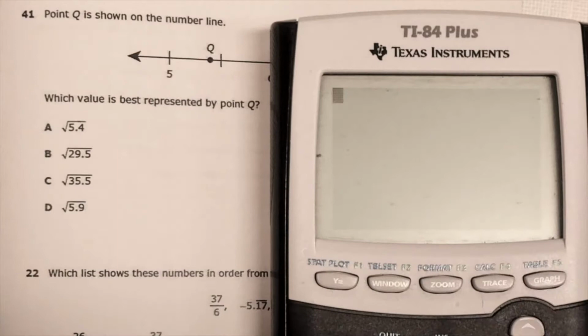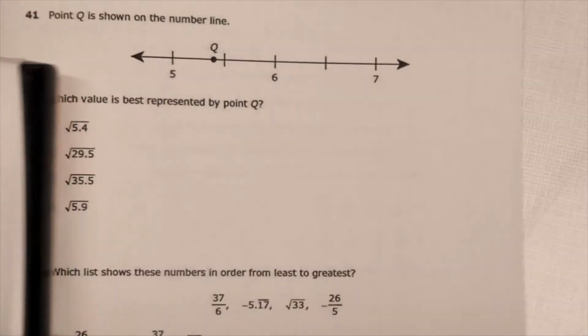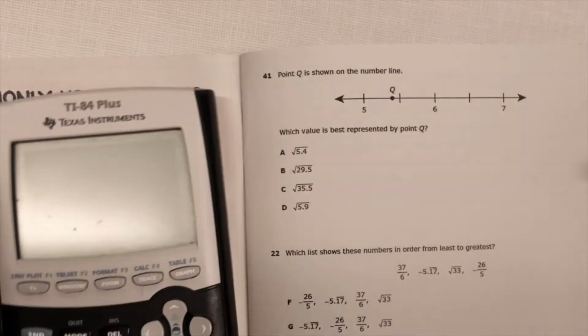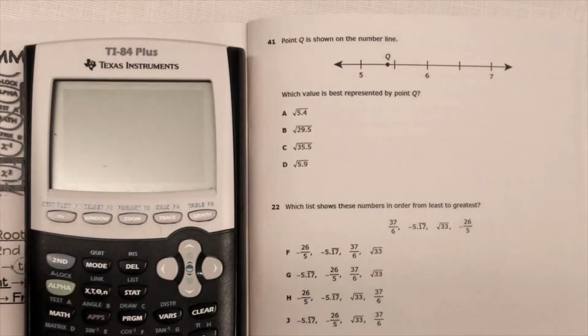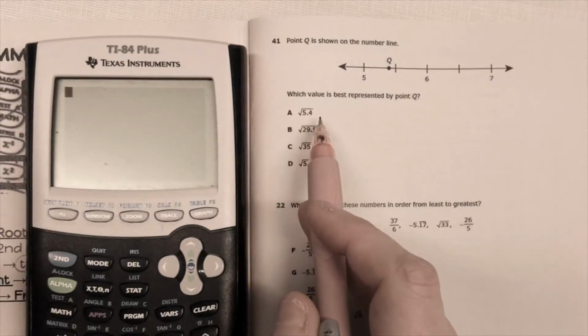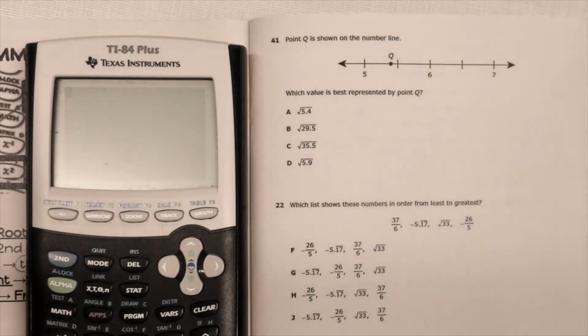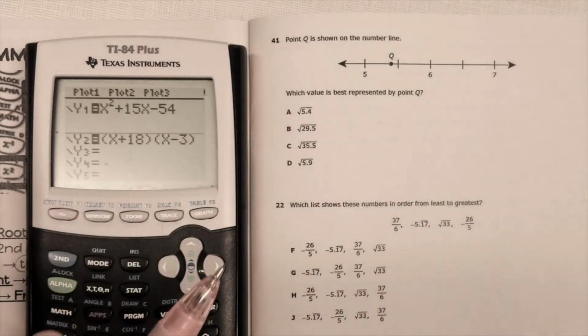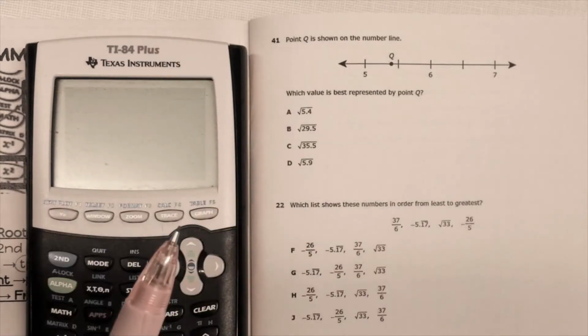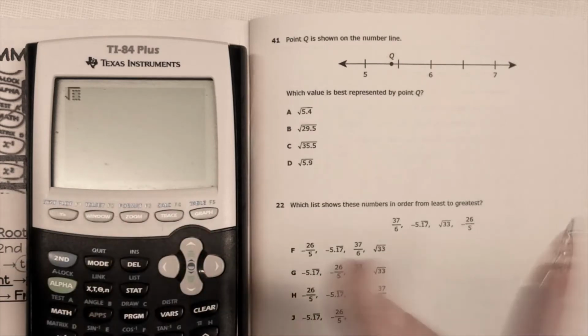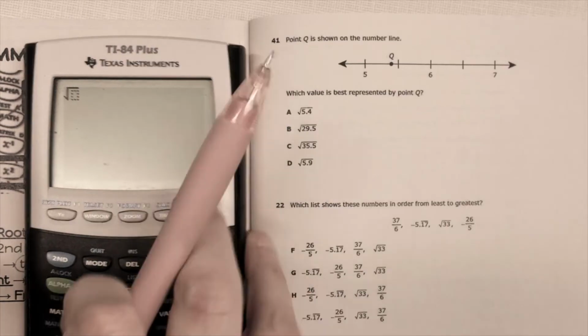All right, so remember what we're going to do here. Let me zoom out on this. Sorry, that got a little scary. I'm going to put square root of 5.4. Who can tell me how I put square root in my calculator? What do I do to put the square root in my calculator? Second, oopsie, that's not it. Second, and what? The x squared, second x squared. So second x squared is how I put the square root in my calculator.